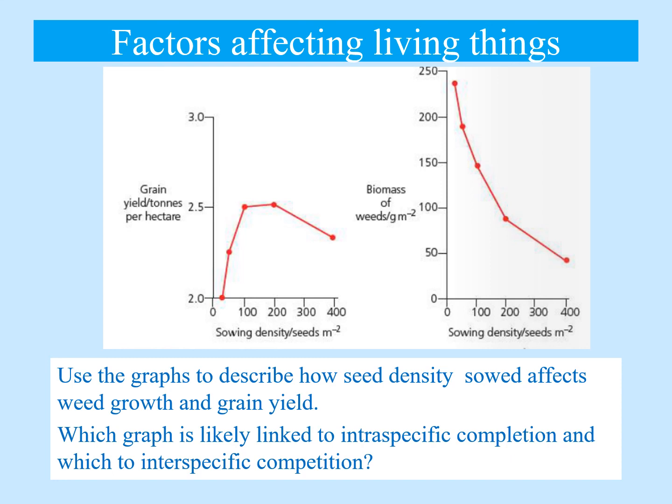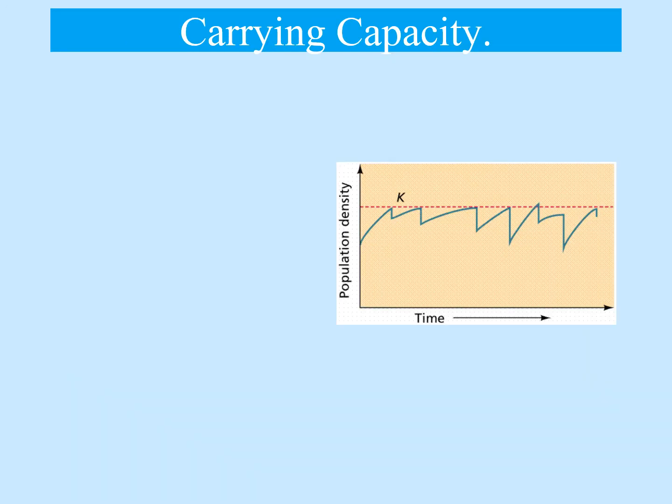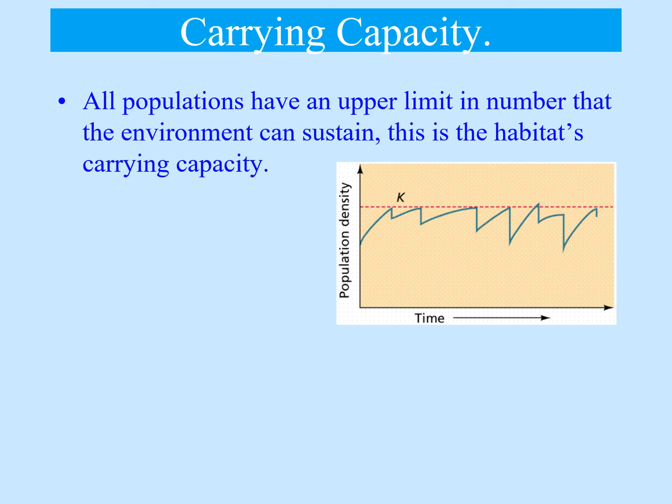And you can get different graphs looking at different things to do with population. So this one links weeds and a grain, so it's not always just predator and prey. Now what happens is populations hit something called the K line here, which is called the carrying capacity, and this is the upper limit that a population can get to, because it reaches the limit of the resources of that environment. So it's the upper limit of a population that the environment can sustain. It's called the carrying capacity.